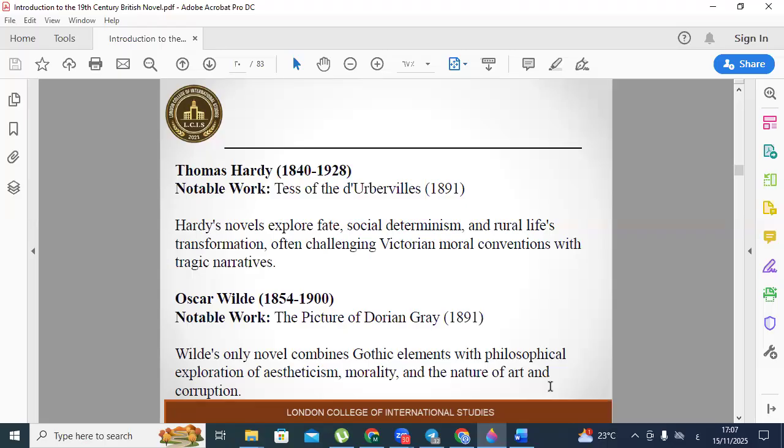The Picture of Dorian Gray explores these questions through its central symbol, a portrait that ages while Dorian remains beautiful, making his moral corruption visible. The novel examines the relationship between appearances and reality, between beauty and morality, between art and life.